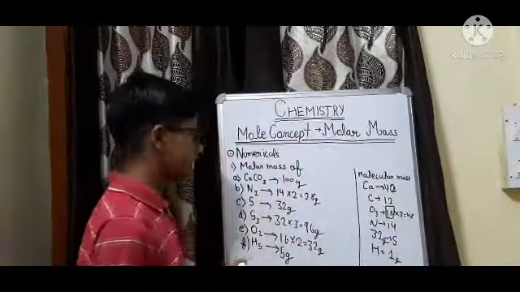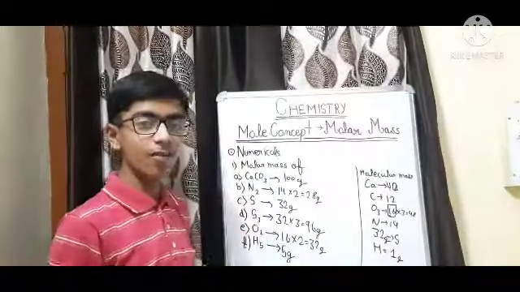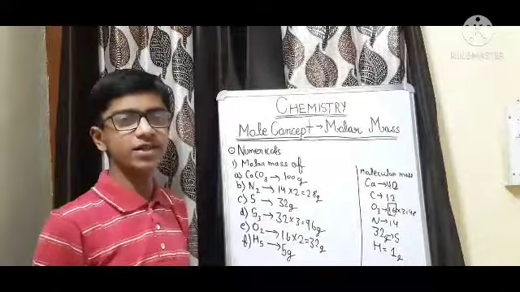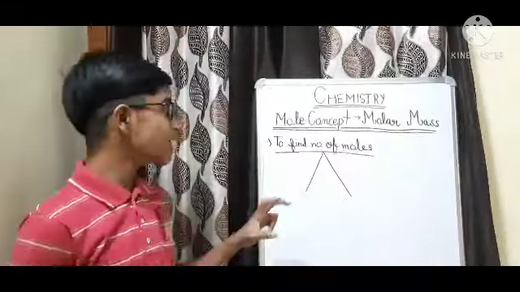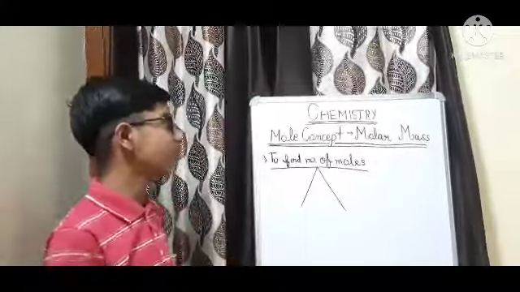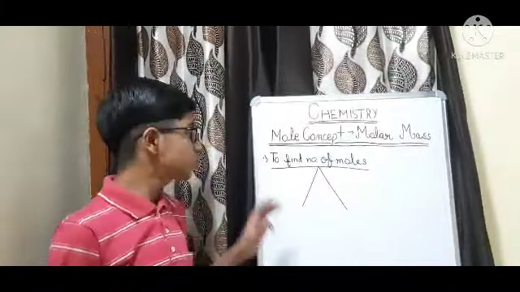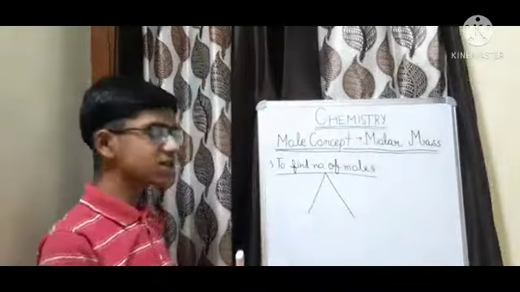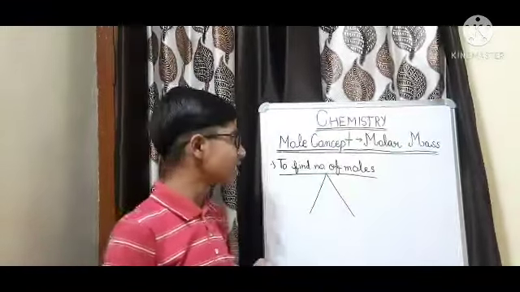Now I will rub this, and after that we will be talking about how to find the number of moles through 2 methods. So now I will be talking about how to find the number of moles. It is the main concept in the mole concept. So there are 2 methods, and that depends on the conditions, that is, what is given.